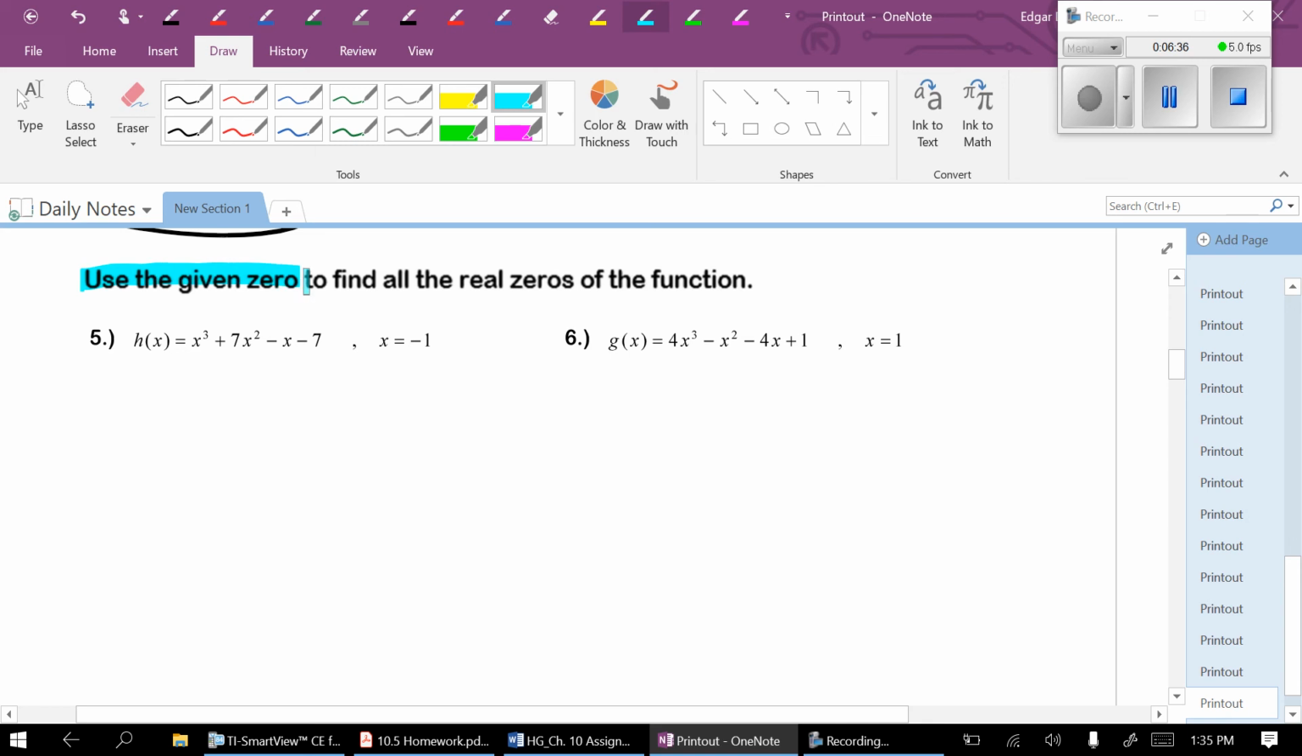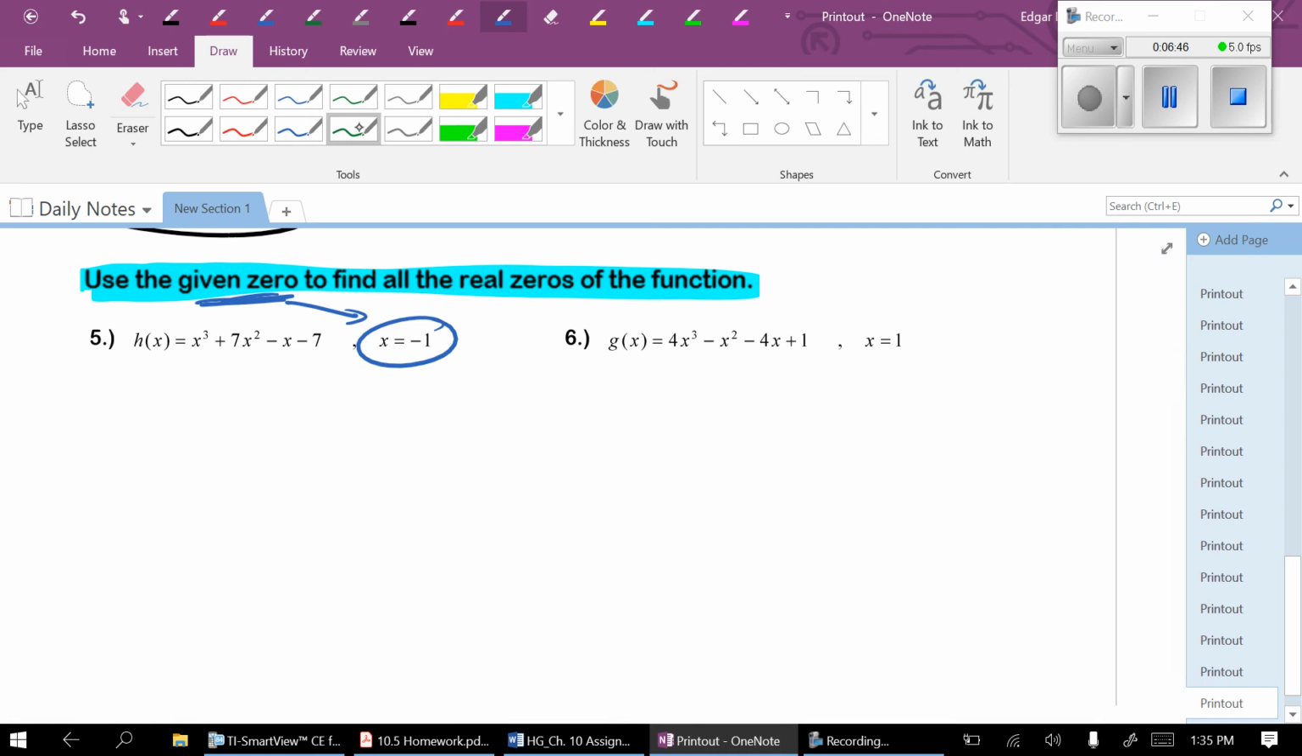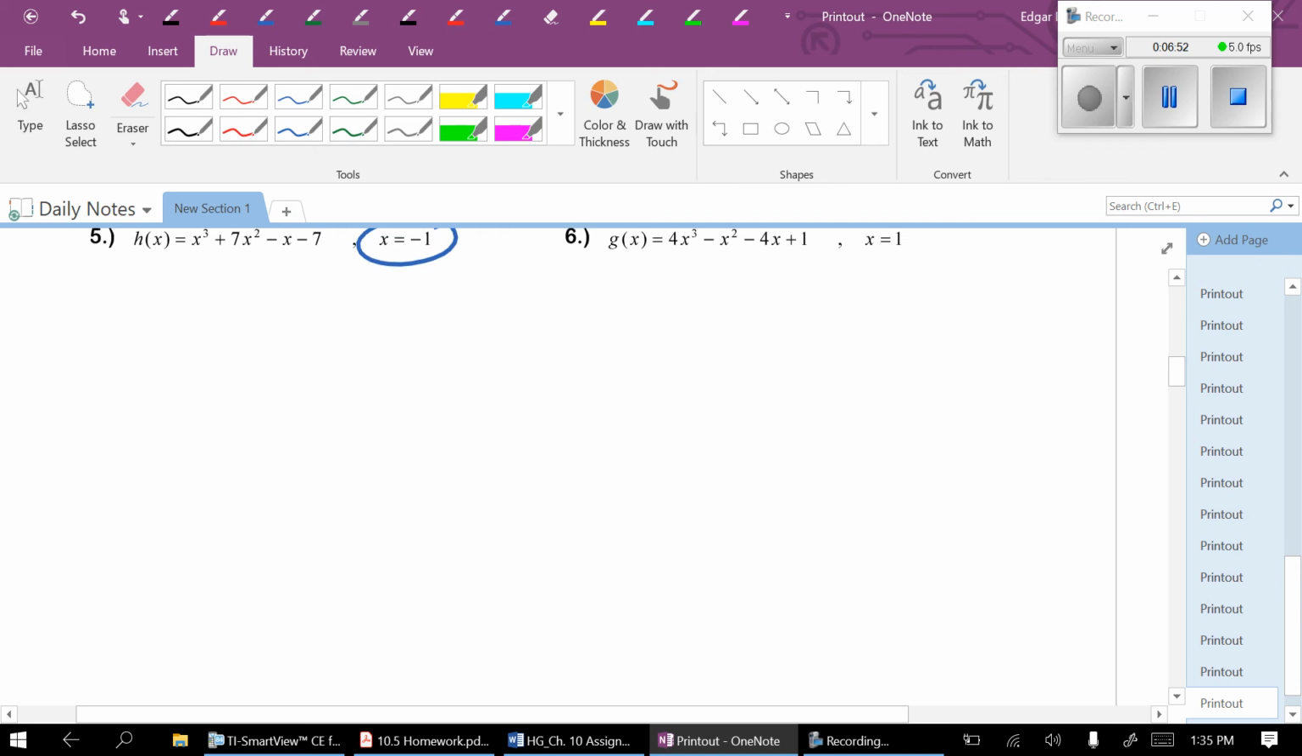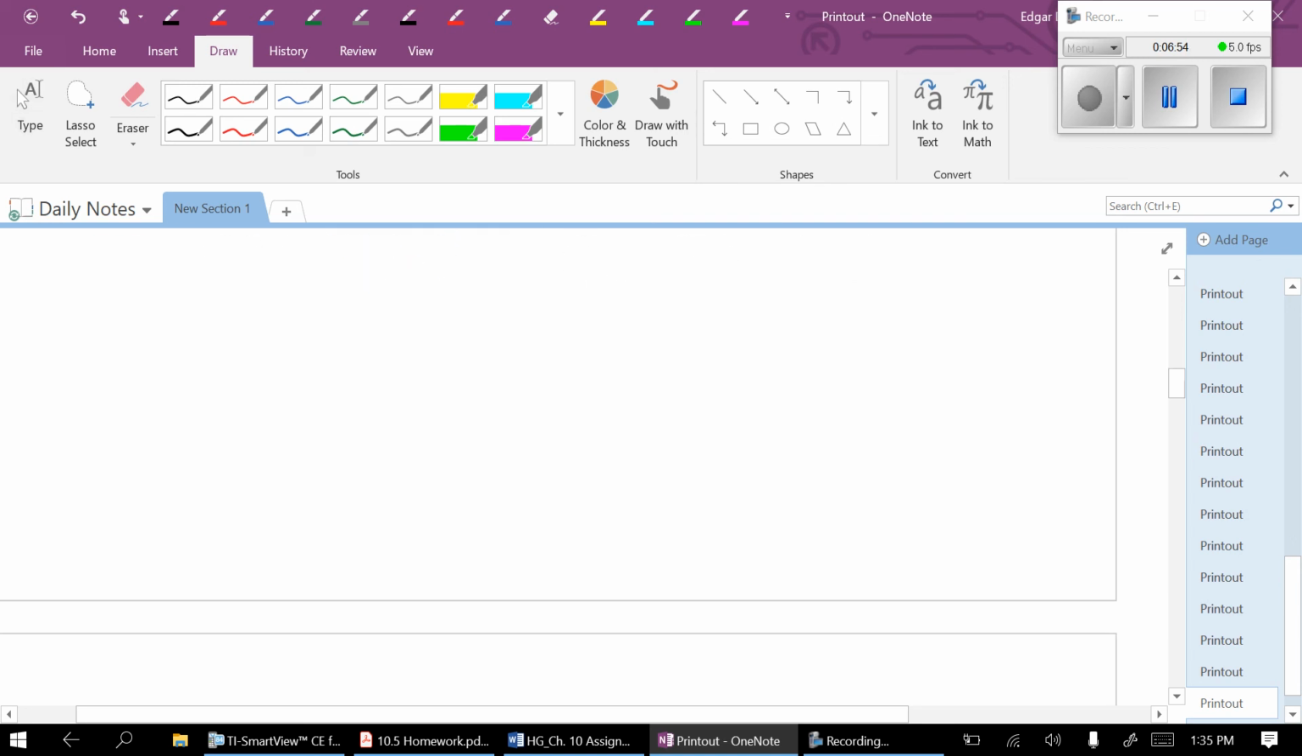For the second part, we need to use the given zero. So we were given something right there. We were given that zero, which is negative 1. And we want to find all the real zeros of the function. So actually, I already know one of the answers. Remember, we're going to get 3 solutions here, guys. We're going to get 3 zeros.